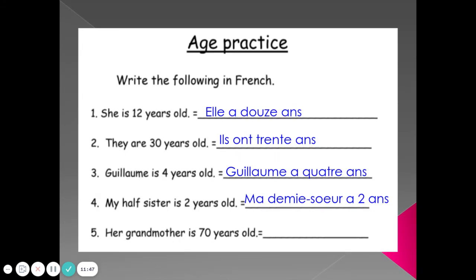Her grandmother is 70 years old. Her, remember, son sensé, is so her for the feminine is sa, the word grandmother. So her grandmother or she is. So the she form of avoir. Sa grand-mère a 70 ans.